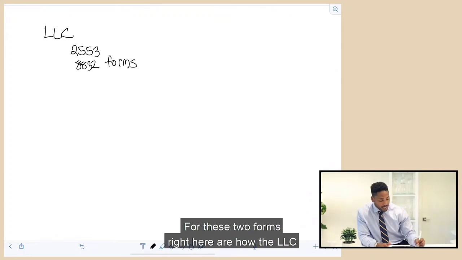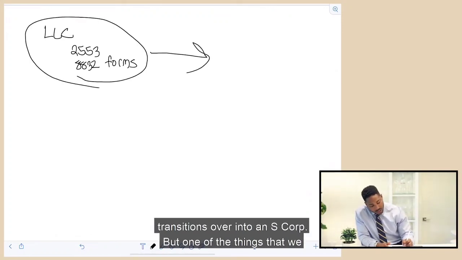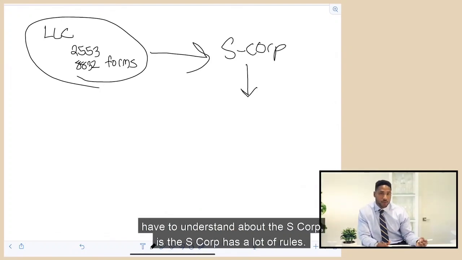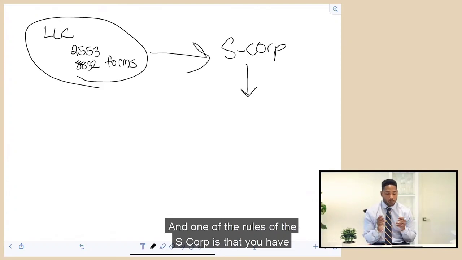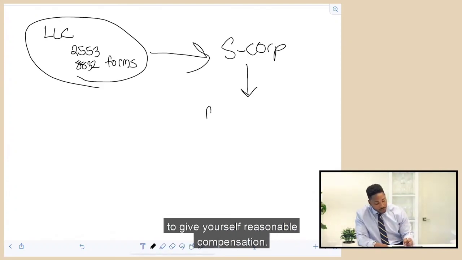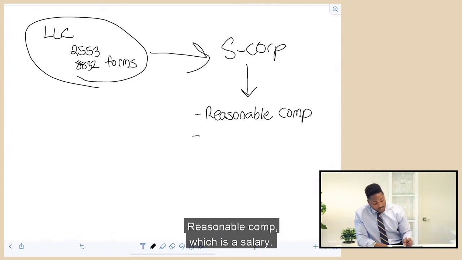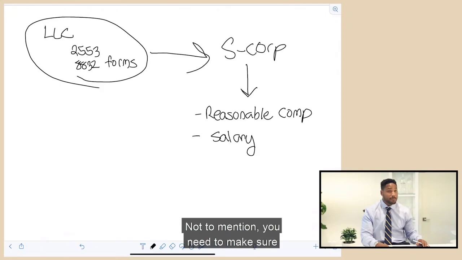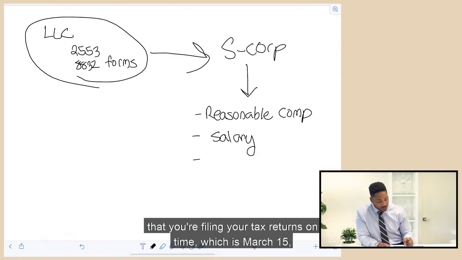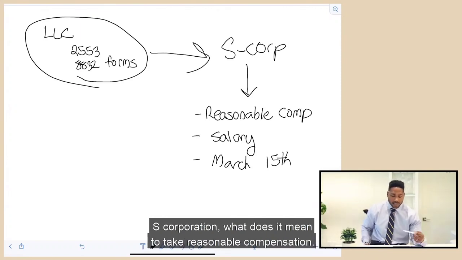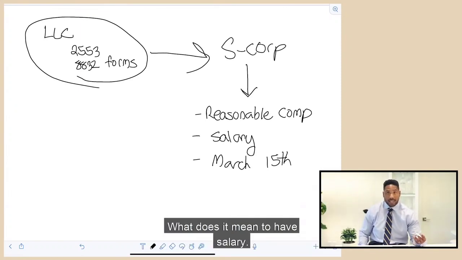These two forms right here are how the LLC transitions over into an S corporation. But one of the things that we have to understand about the S corp is that the S corp has a lot of rules. And one of the rules of the S corp is that you have to give yourself reasonable compensation, reasonable comp, which is a salary. Not to mention, you need to make sure that you're filing your tax returns on time, which is March 15th instead of April 15th. So when we get over into this S corporation, what does it mean to take reasonable compensation? What does it mean to have a salary?